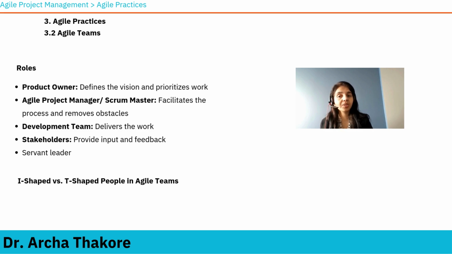So, Agile Project Manager is also called Scrum Master, facilitates the process and removes obstacles. So, the central of everything, managing everything, taking care of everyone's needs, what needs to be done to get the work done, and removing obstacles. We also call them blockers, impediments.